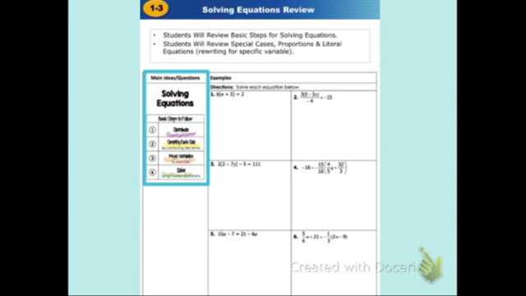Let's go ahead and look at the first equation to solve. So 6 times n plus 5 equals 2.